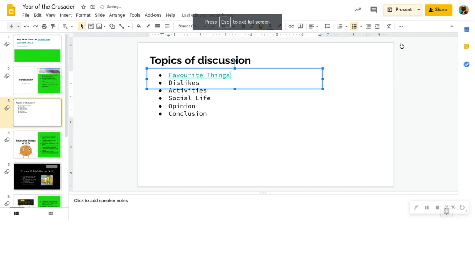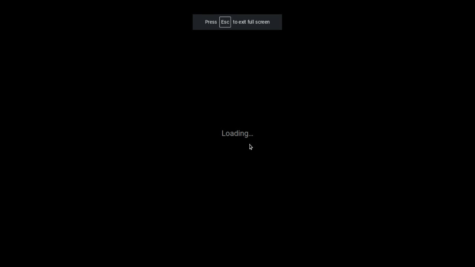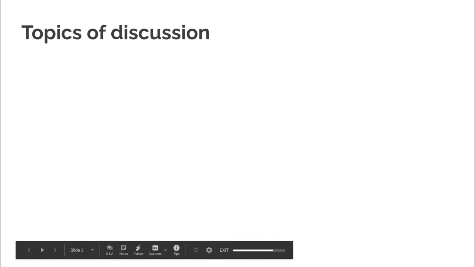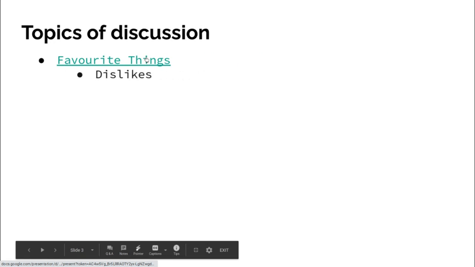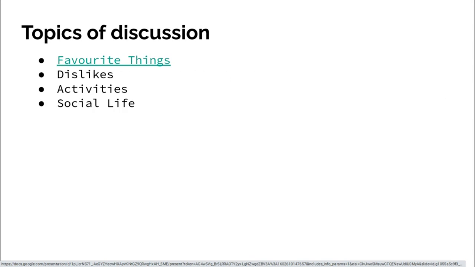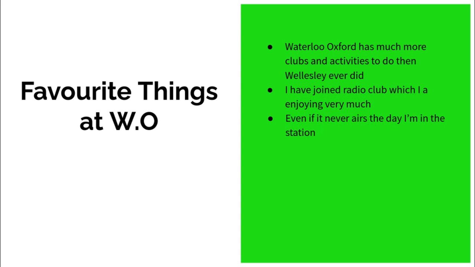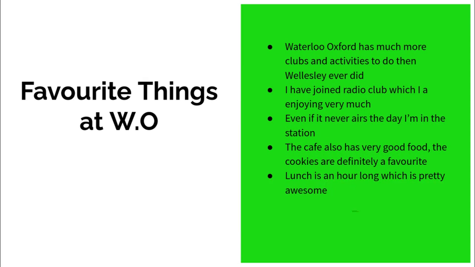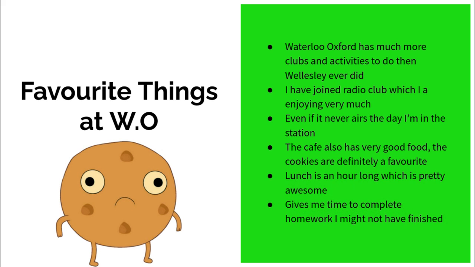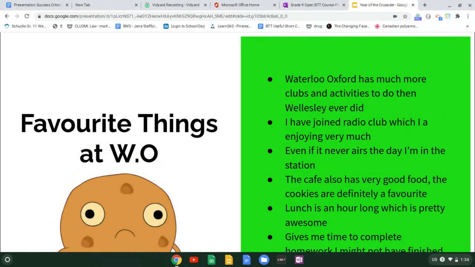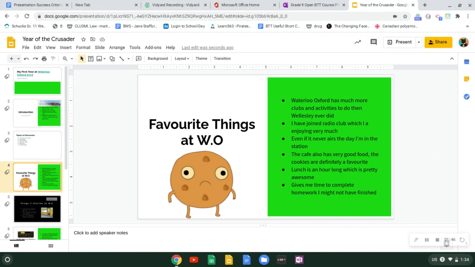So now when I test that, and as it all loads in, I can click favorite things, and it immediately goes to my slide and my presentation on favorite things and has the same transition. So it's just an easy way of, if you need to fast forward to a certain point in the presentation, a hyperlink allows you to do that.